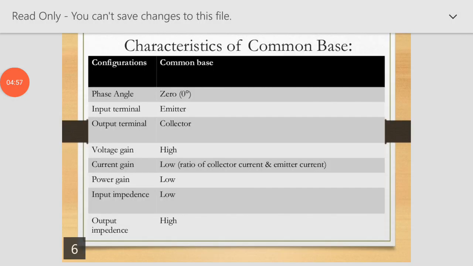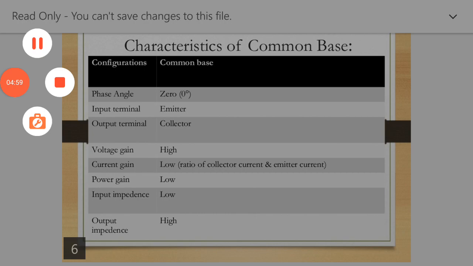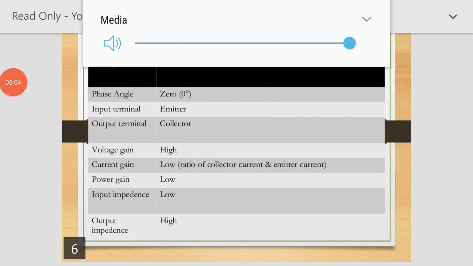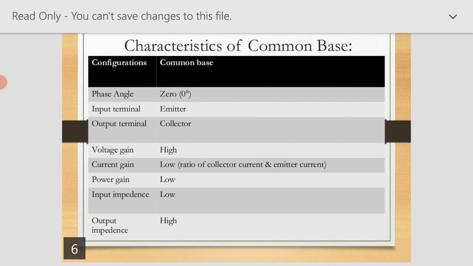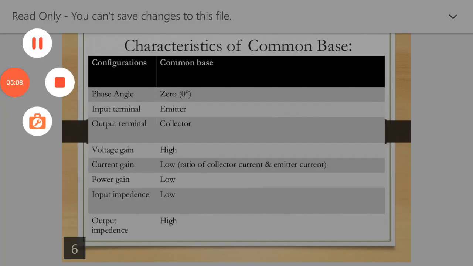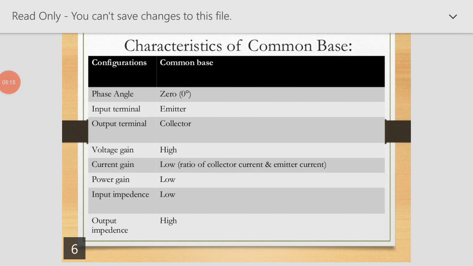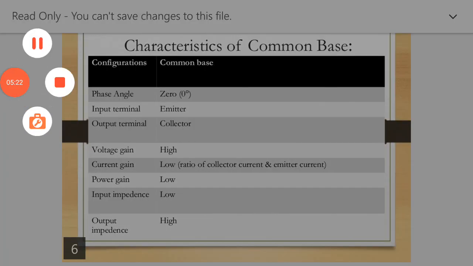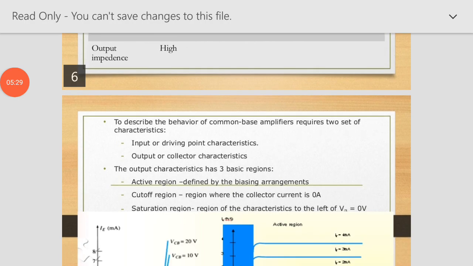We will see it by using the characteristics of common base. In the common base configuration, the phase angle is 0, the input terminal is the emitter, the output terminal is the collector, and the voltage gain is high. The current gain is low, the ratio of collector current and emitter current is low, the power gain is low, and the input impedance is low, while the output impedance is high. These are the characteristics of common base configuration.